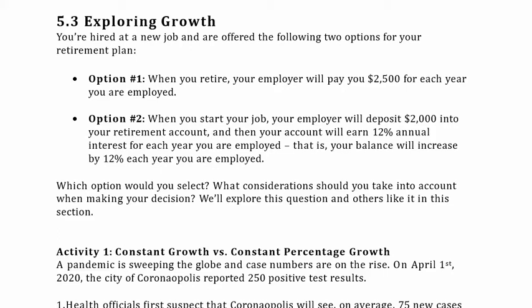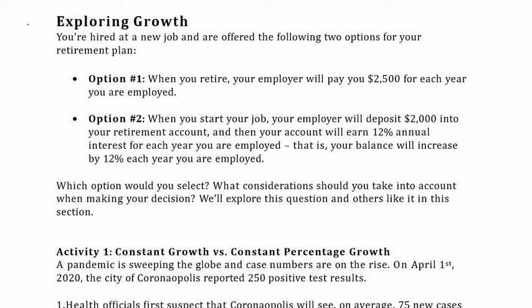Option 1: when you retire, your employer will pay you $2,500 for each year you are employed. Option 2: when you start your job, your employer will deposit $2,000 in your retirement account, and then your account will earn 12% annual interest for each year you are employed. That is, your balance will increase by 12% each year you are employed.